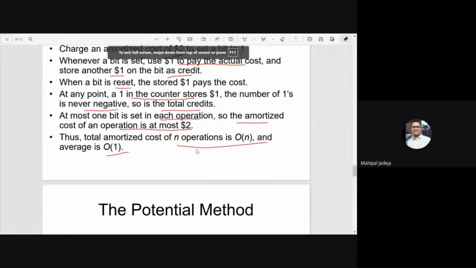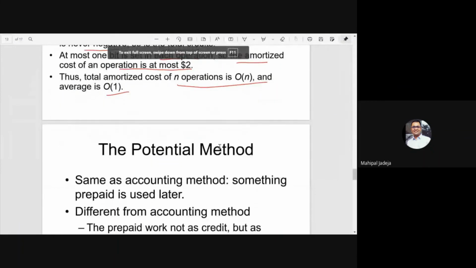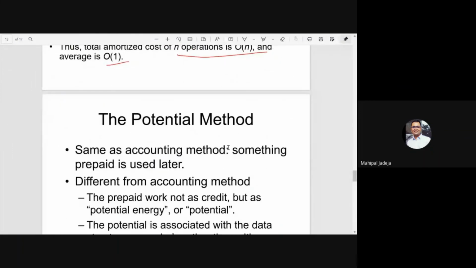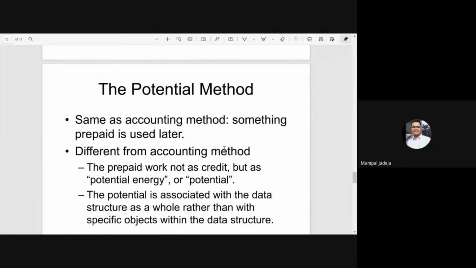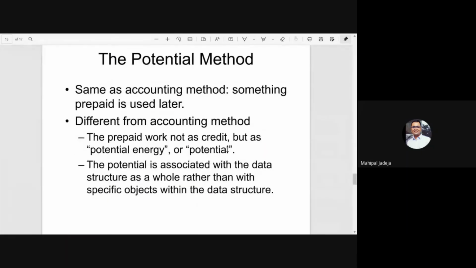Consider the last method, which is called the potential method, and this is similar to the accounting method. We are going to prepay some amount for other operations which will come in future. How is it different from the accounting method? The prepaid amount here is not credit but a kind of potential energy, and the potential is associated with the data structure as a whole rather than with the specific objects within the data structure. So this is the difference.